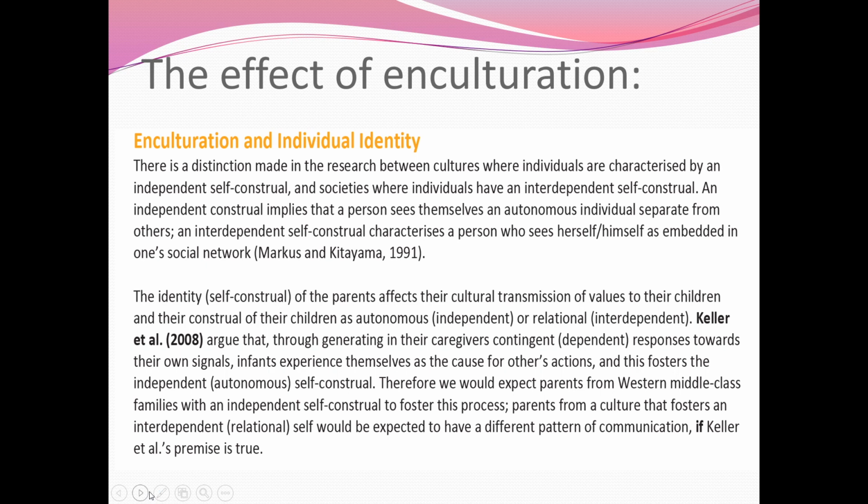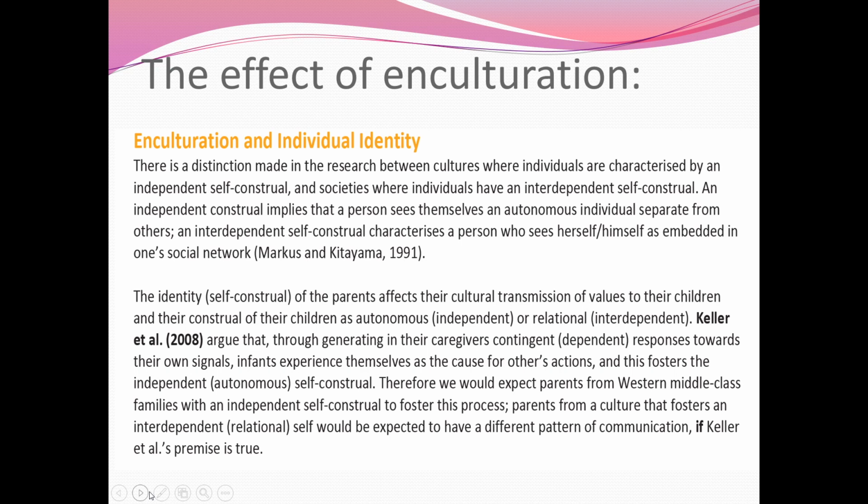So let's have a look at what it says here. There is a distinction made in the research between cultures where individuals are characterized by an independent self-construal. That simply means a self-construal is the idea of yourself, the way that you view yourself, your self-image. What do I feel about myself? What person am I? So that's an independent self-construal, the way that you look at yourself.